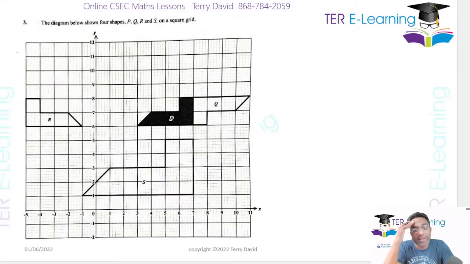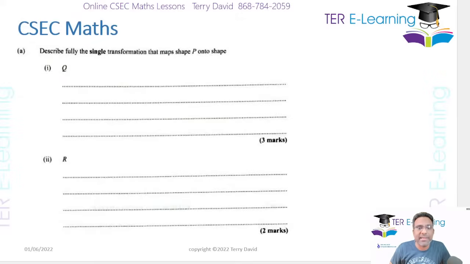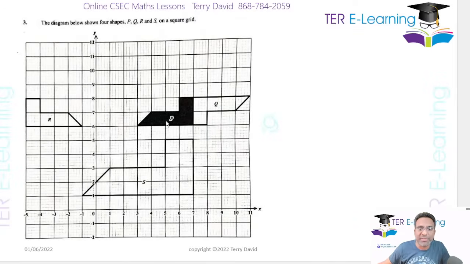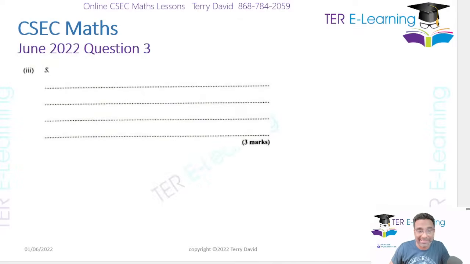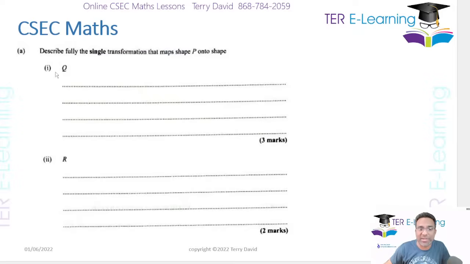Now, they give us a transformation question here. And this question here, the shapes are a little strange, but that's okay. So we have PQRS on a square grid. And what do they want? They said, describe fully the single transformation that maps P. So our original figure is this black shape here. This shape is our original figure. And they are telling us that that shape maps onto Q, R, and S. And they want us to describe the transformation as fully as we can.